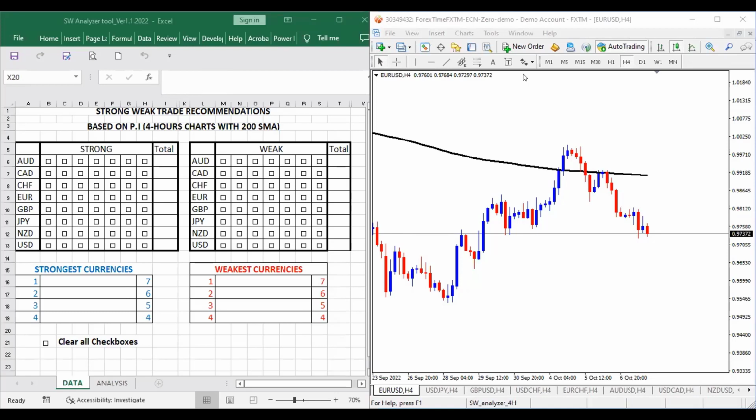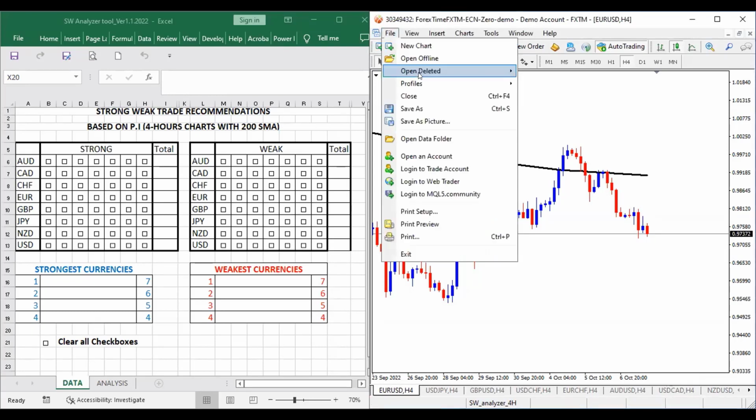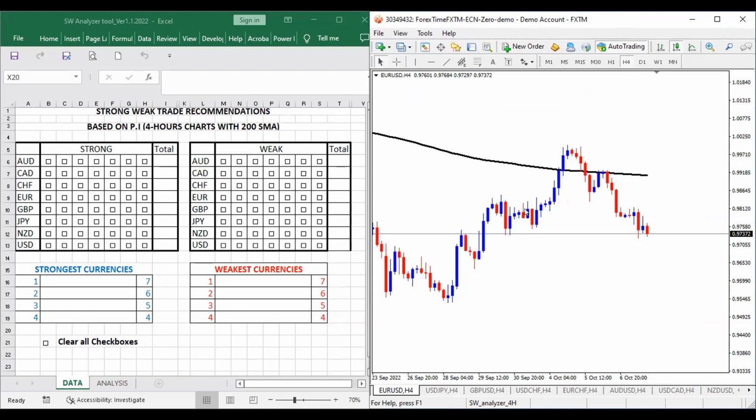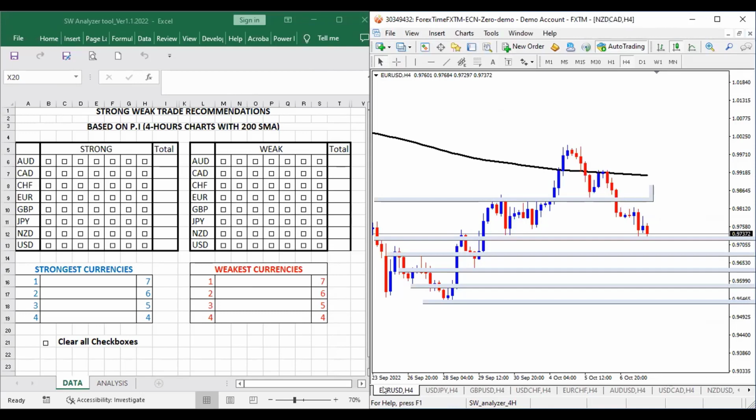So what happens is we have 28 currency pairs. We have a profile that we have designed that has all these 28 currency pairs. And this profile, when you buy our tool, you will see it is called SW Analyzer 4H. So you load it, okay? Scroll to the end to begin with the Euro US dollar.